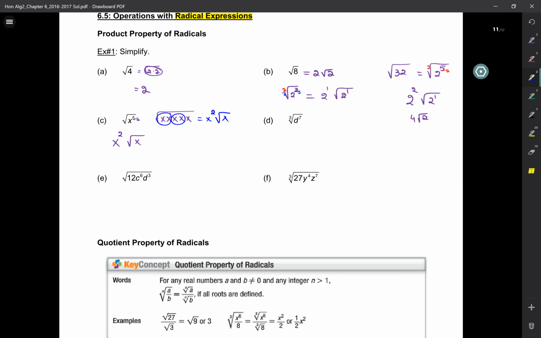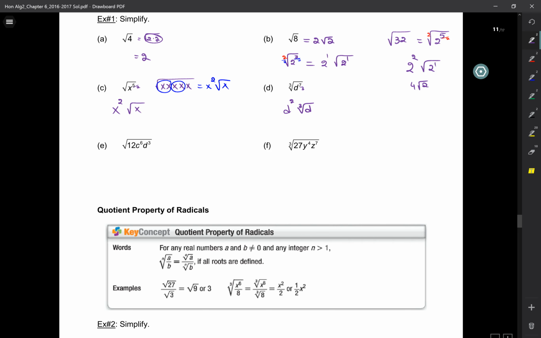Now, what about this next one? What are we going to divide the 7 by? 3. So 7 divided by 3, how much is that? 2 with a remainder of 1, right? So it's d squared cube root d. 7 divided by 3, I get 2, remainder 1.